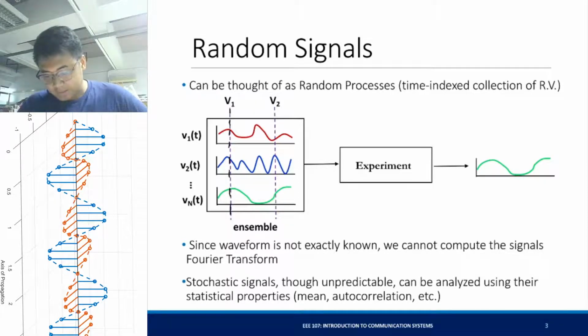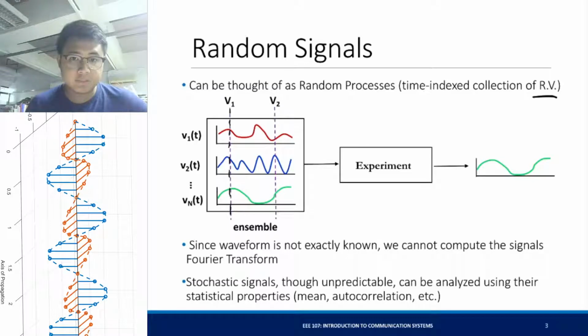So it can be thought of as a random process, or basically a time-indexed collection of random variables. If you look at the random signal at a snapshot in time, you'll get random values. And if you try to plot the signal with respect to time, as we do with all signals, it's also random. And this is actually the nature of communication signals in the first place.